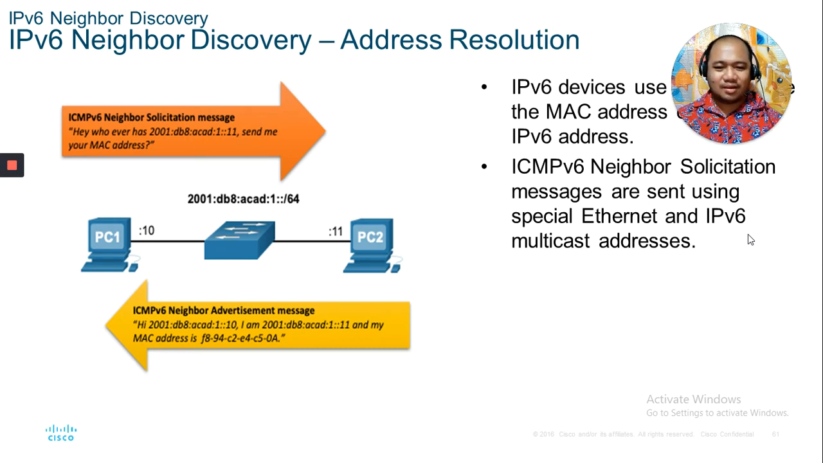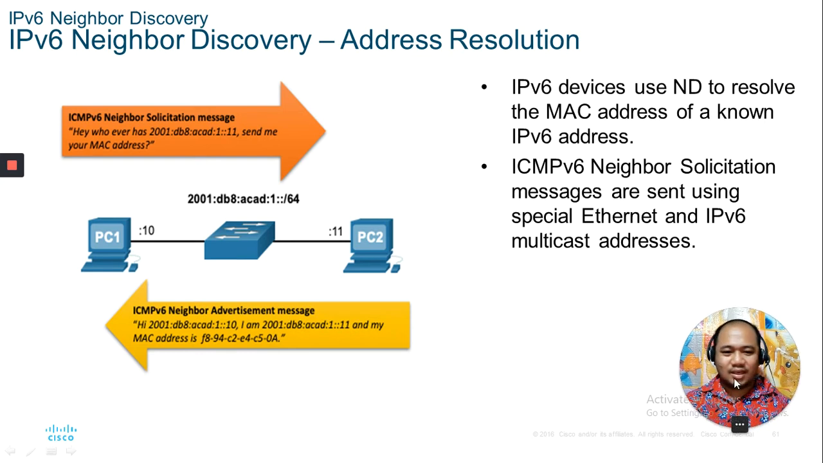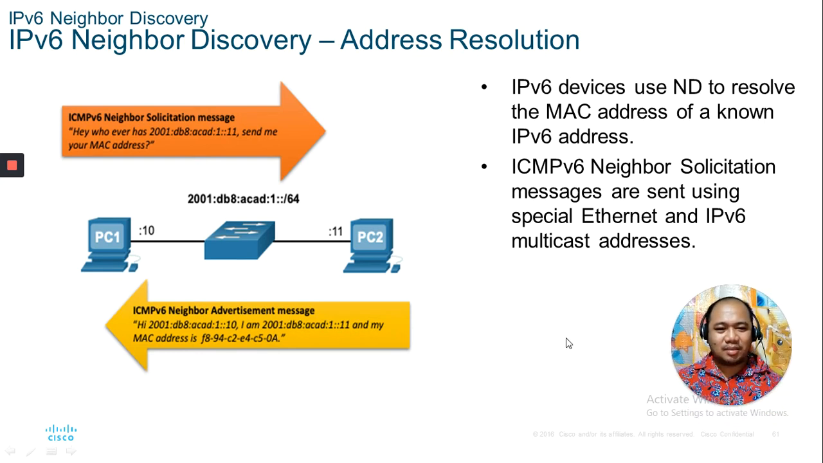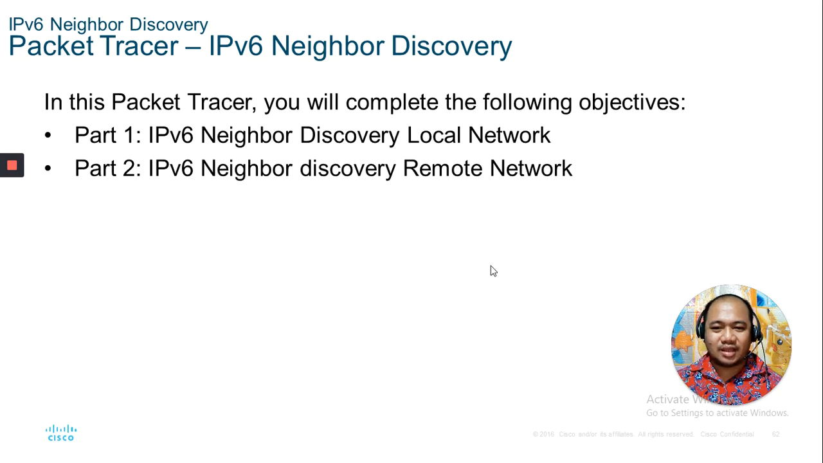Network discovery. How is ICMP used for network discovery? IPv6 devices use network discovery to resolve the MAC address for a known IPv6 address. And ICMP version 6 neighbor solicitation messages are sent using a special Ethernet and IPv6 multicast address. Okay. Here's an example of a neighbor solicitation message where they respond to the other host. What are their IPv6 addresses? Next, Packet Tracer activity again.